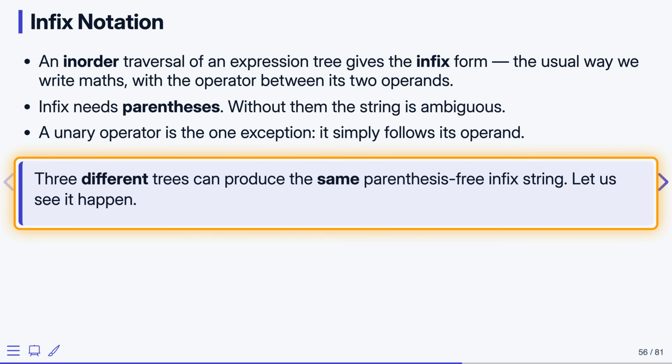Why do we need those parentheses? Because different trees can read out as the very same string once the brackets are dropped. On the next slide, we build 3 trees that all do exactly that, and yet compute 3 different values.